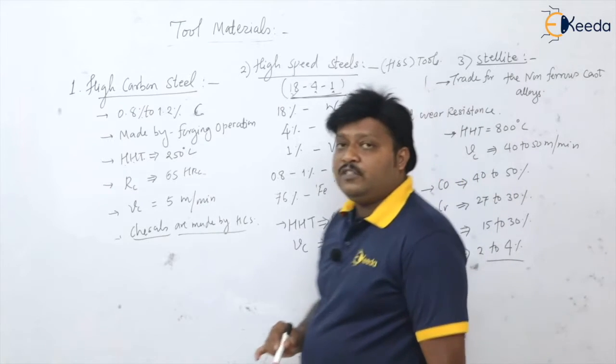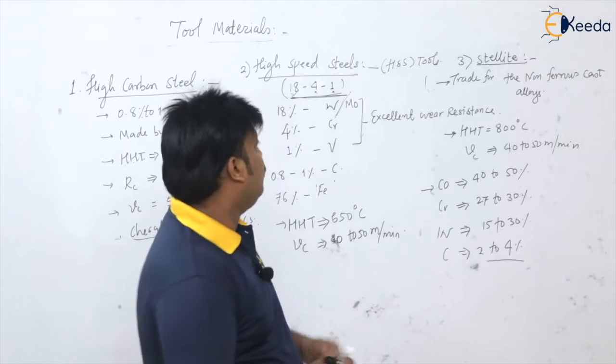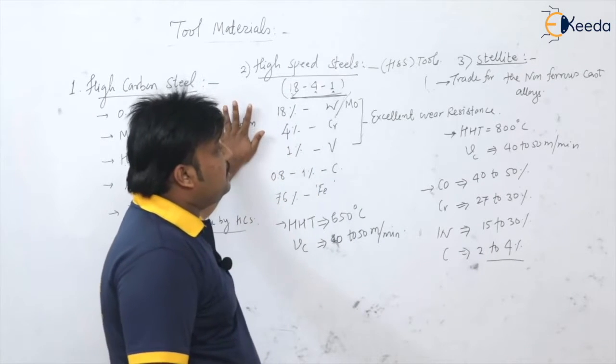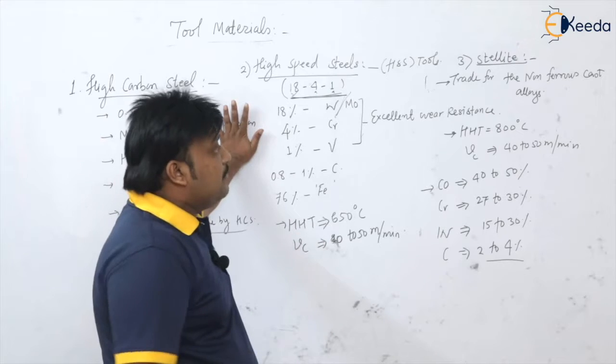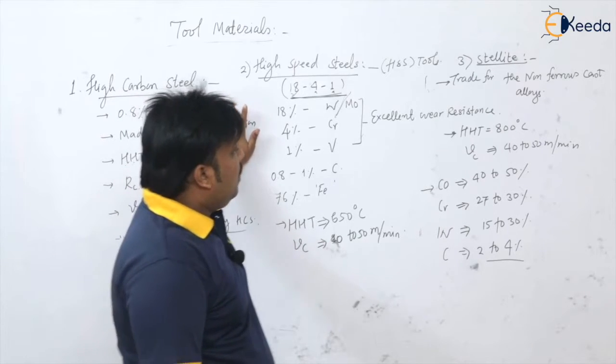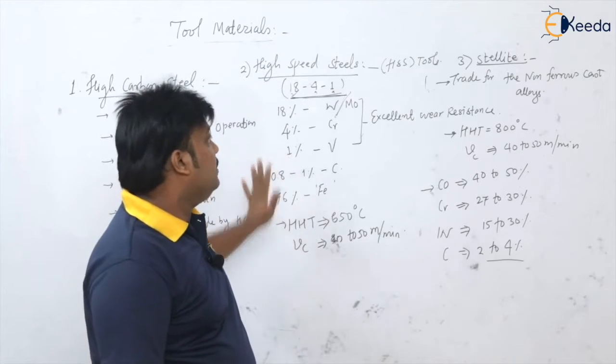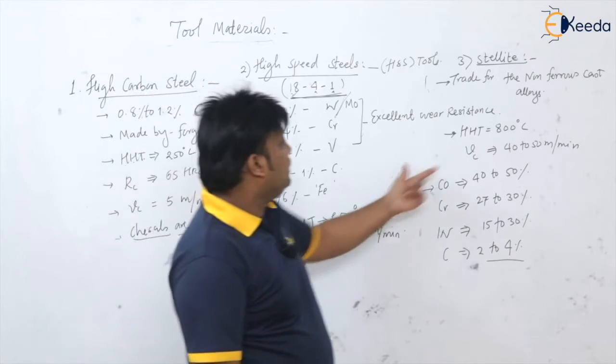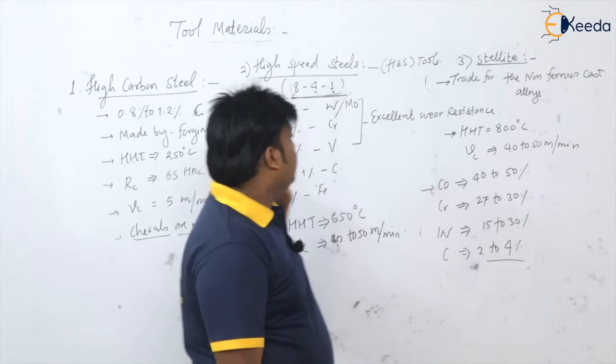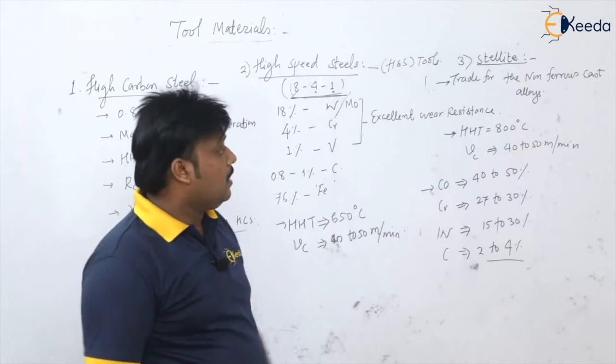Okay, so stellite is basically what? The replacement of the HSS for the ferrous materials, and it is made by the casting process. Almost same properties like that of high speed steels. Only see the hot hardness is quite more than the HSS.